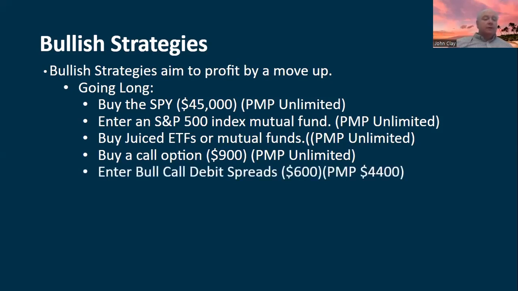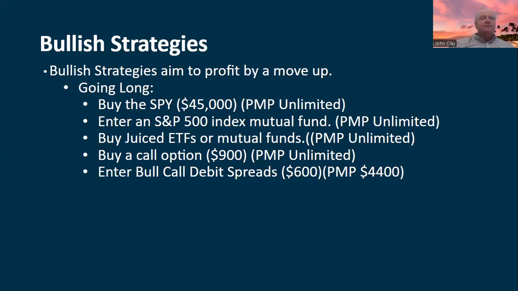You can also enter what are called bull call debit spreads. That's where you're buying a call at one point, usually at the money. Okay, so the S&P is at 450. We would buy a 450 call 30 to 45 days out. And then we would sell a call above that. Maybe, I think in the example that I did, 5 points above. And the good thing about that is it costs less. If you just buy a call option, that's $900. If you buy a bull call spread, that's going to run you about $600.